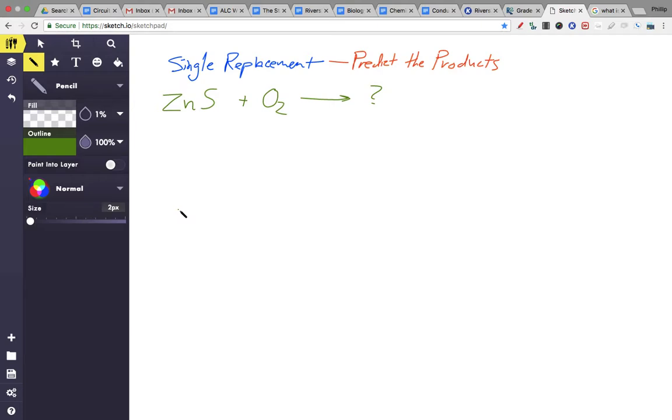We're going to look at some examples of predicting chemical reactions. And these come in a variety of forms. We can predict these reactions, whether they're single replacement, double replacement, synthesis, decomposition, combustion. And so a good skill in chemistry is knowing what products to expect.